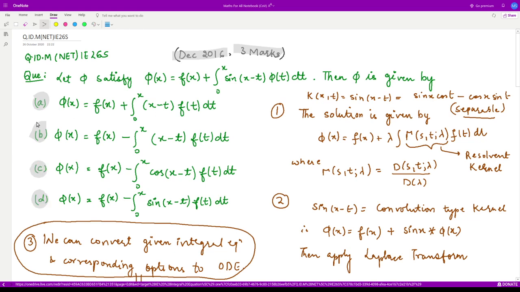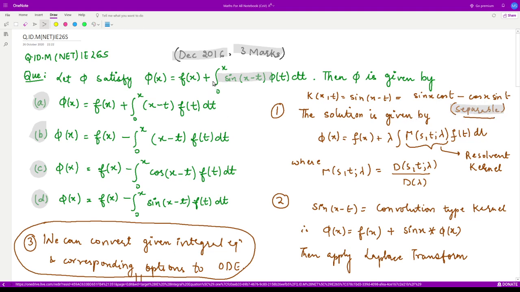So it is a pretty simple question. We can solve it by multiple methods. Just look at what the kernel is. The kernel here is sine of (x minus t). So we can expand this kernel like sine x cos t minus cos x sine t. So this becomes a separable kernel, and then we can apply the techniques thereby.